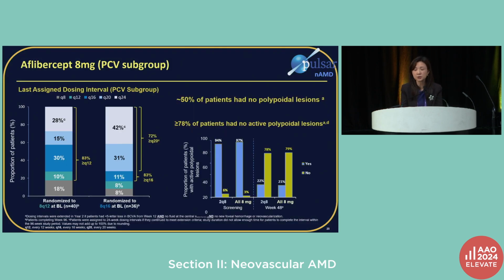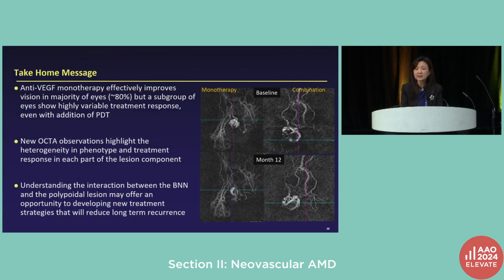Again, a large proportion were maintained on Q12 or longer interval, but anatomical responses were similar to what we saw with 2 milligrams. So with that, I'd like to conclude. The simple message is anti-VEGF monotherapy works in the majority of patients, yet there remains a whole lot of heterogeneity, and in some cases, even if we add combination therapy to these eyes, we can't close the polyps. That remains an area of unmet need.